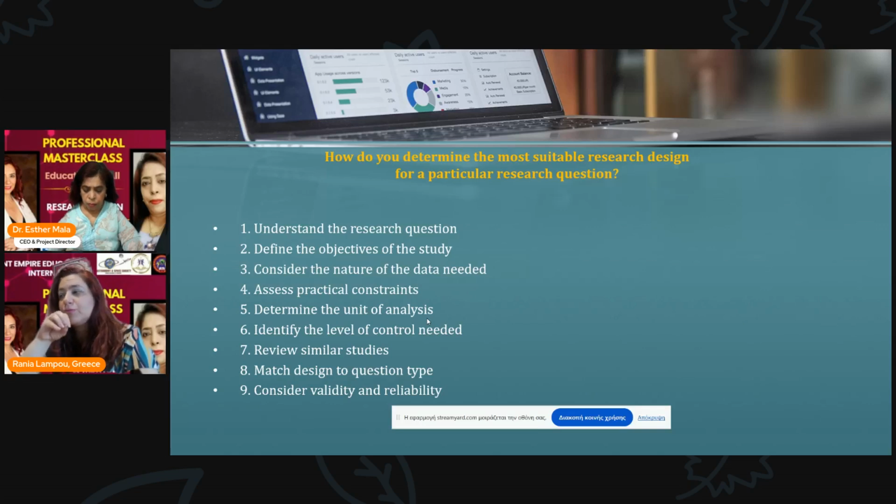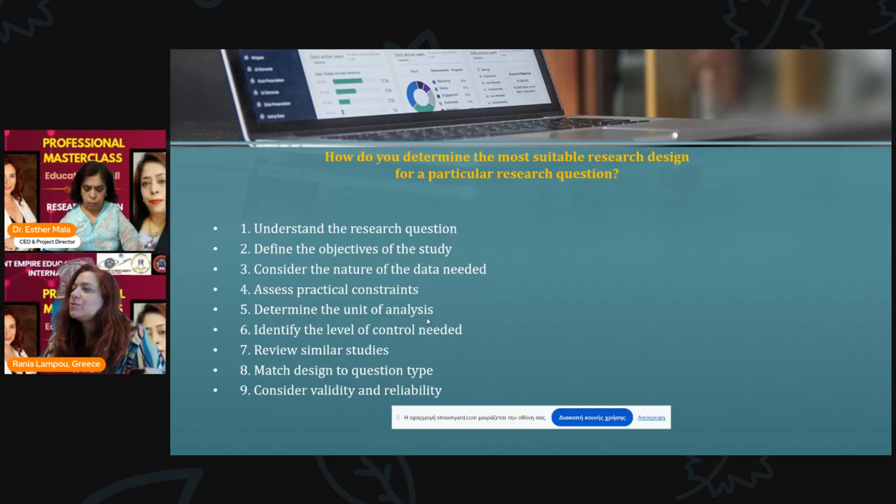Identify the level of control needed. High control means experimental or quasi-experimental designs for causality. On the other hand, low control is related with observational or naturalistic studies for understanding context. Review similar studies. What designs have been used for similar questions in your field? Literature review, for example, helps validate your choice and refine your approach.